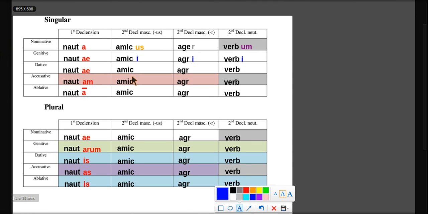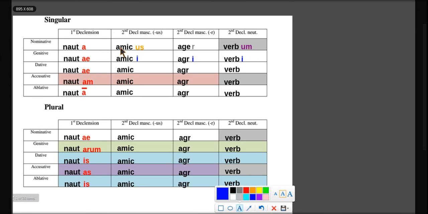Today's video will be about declining second declension nouns. We have several types of second declension nouns here, and also comparing them to the first, so you can see certain patterns that emerge between the first and second declension. Now, I've already declined our first declension noun here. We have nauta, nautae, which means sailor, and running through the forms we have nauta, nautae, nautae, nautam, nauta, nautae, nautarum, nautis, nautas, nautis.